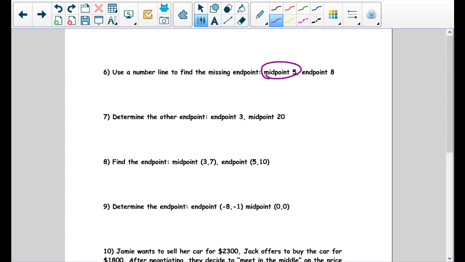The easiest way to do this is to make a little picture, a little drawing. 5 is my midpoint. 8 is one of my endpoints. Where's the 8 go? To the left of the 5 or to the right of the 5? To the right. Why is it to the right? Because numbers increase to the right. It's an endpoint, but the other side's an endpoint as well.